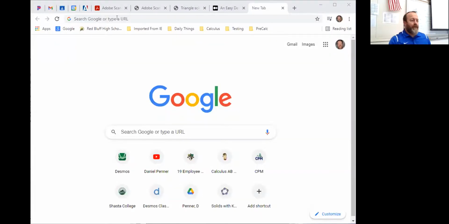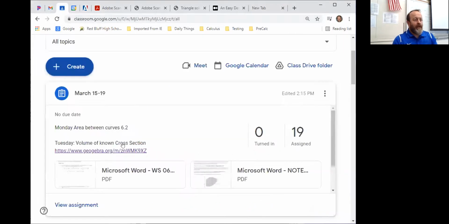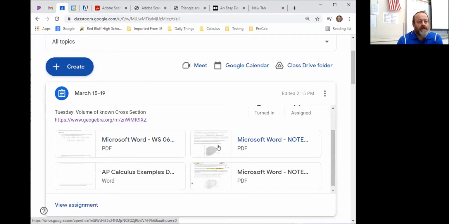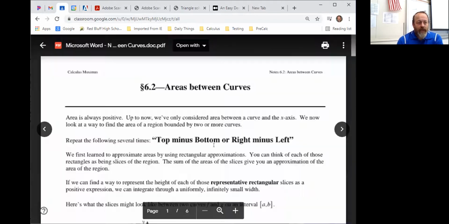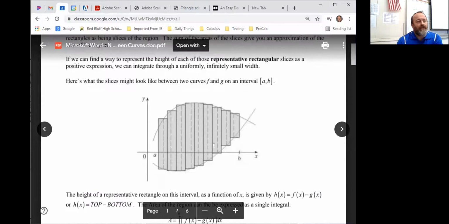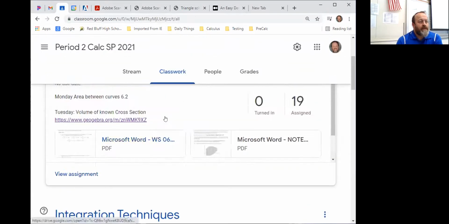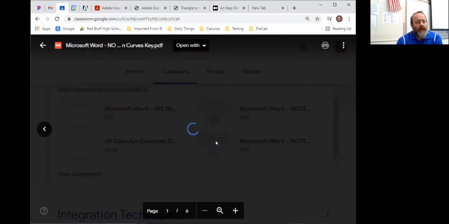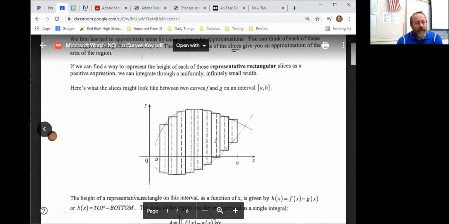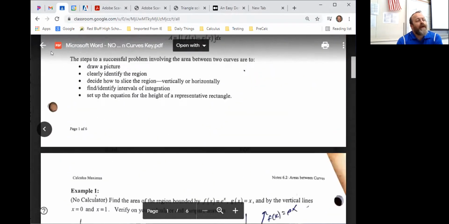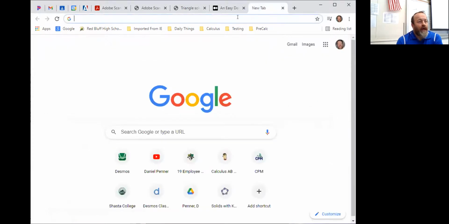In class, we went through a document in Google Classroom right here. These were the notes that we dealt with right here. These are the notes that I'm pointing to right here. And I explained in detail how to find the answers to those things. And what you'll notice also is that right here, I have my copies of the notes. I uploaded those for you so you could see my values.